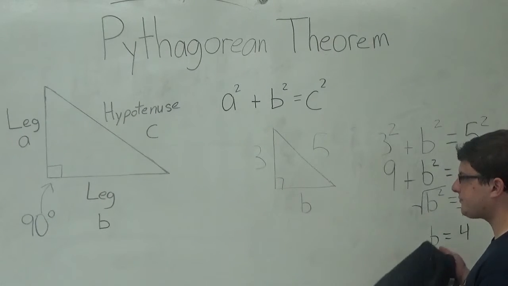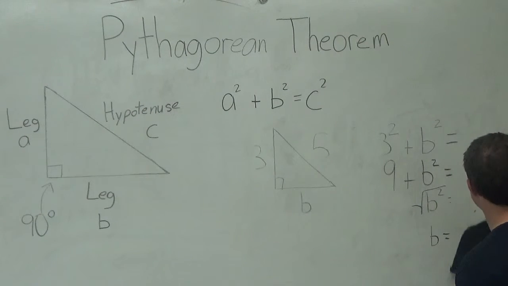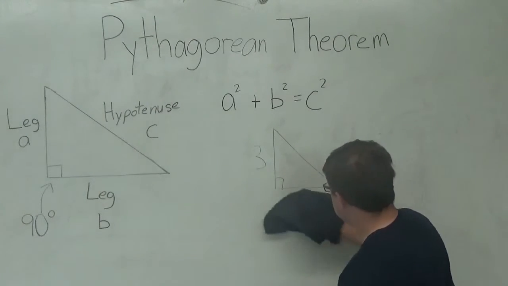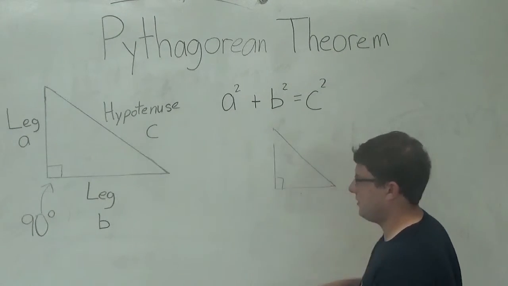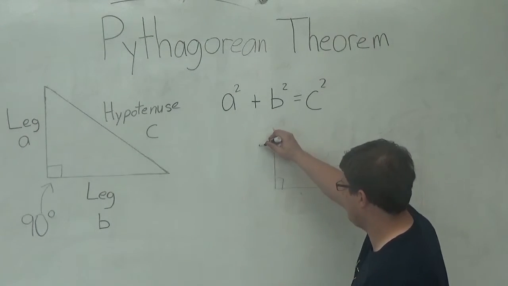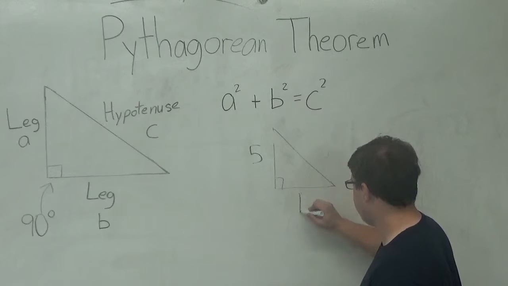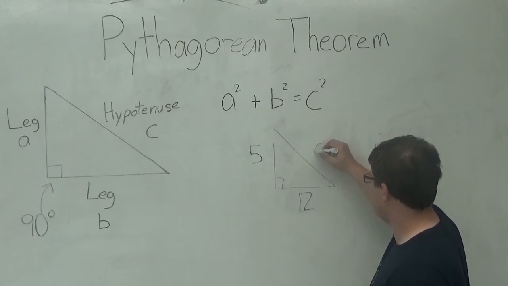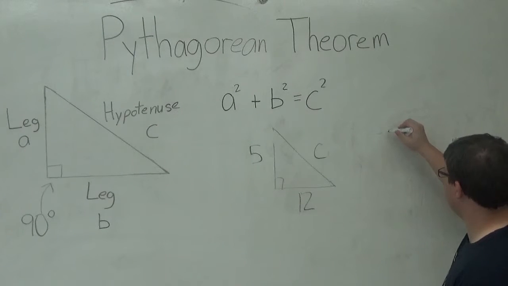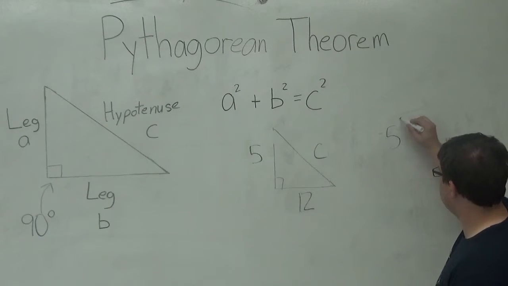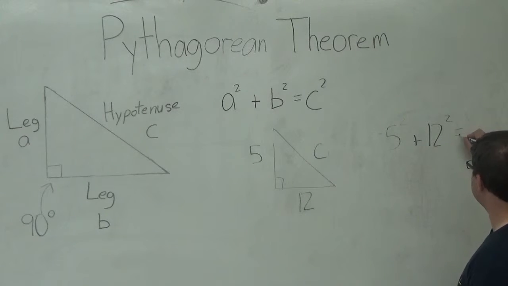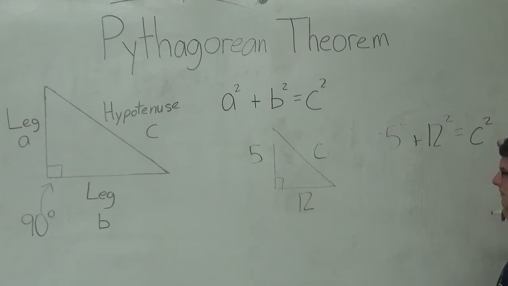And now, let's do another problem. I'll just erase this here. So this time, we're going to know the length of the two legs. So we'll call this leg 5, this leg 12, and we don't know the hypotenuse, so we'll put in C. So using the formula, we'll do it again. 5 squared plus 12 squared equals C squared.